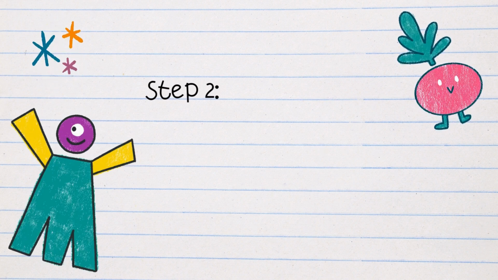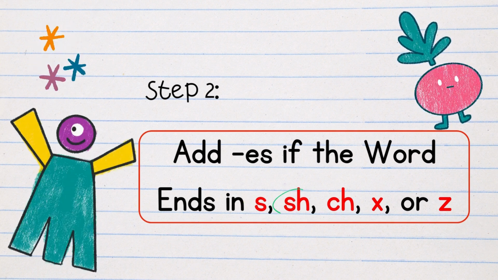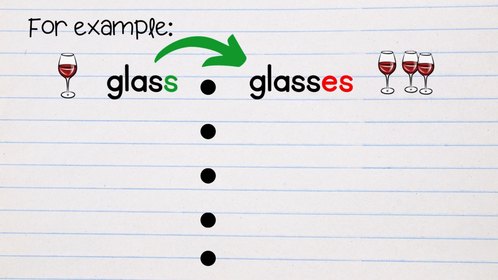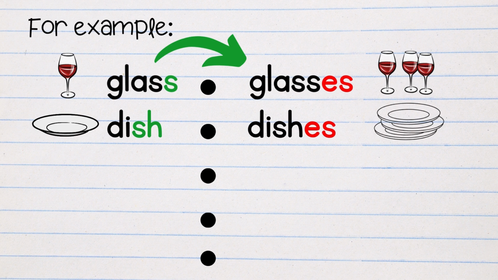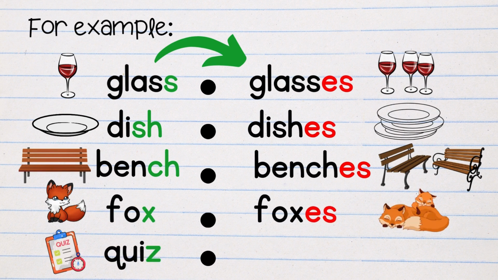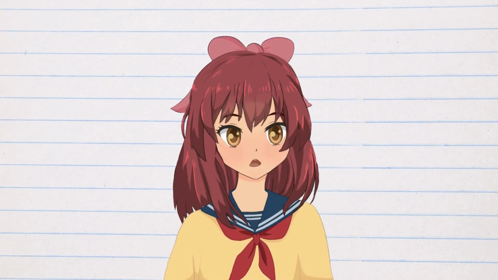Step 2. Add ES if the word ends in S, SH, CH, X, or Z. Let's look at some examples. Glass becomes glasses. Dish becomes dishes. Bench becomes benches. Fox becomes foxes. Quiz becomes quizzes. These words need ES because of how they end.